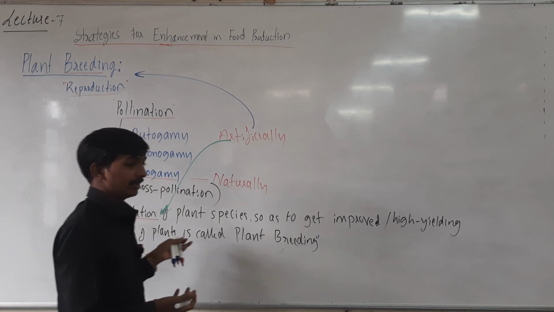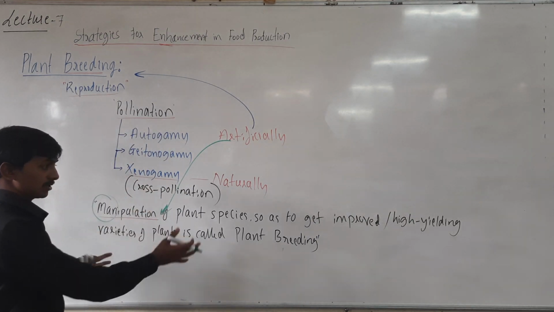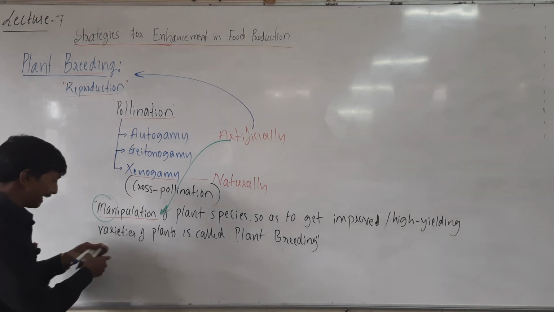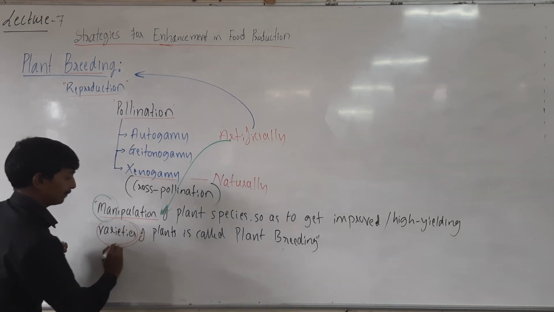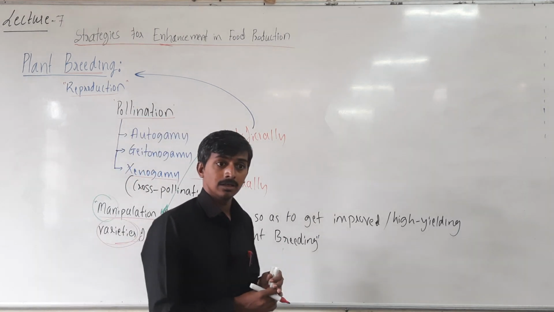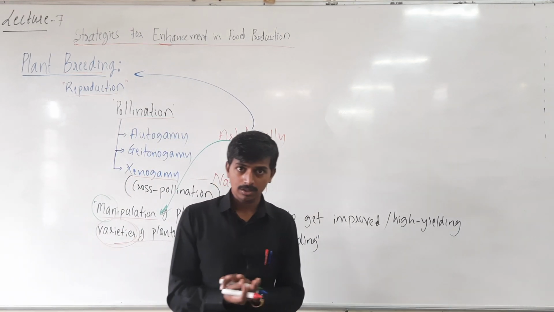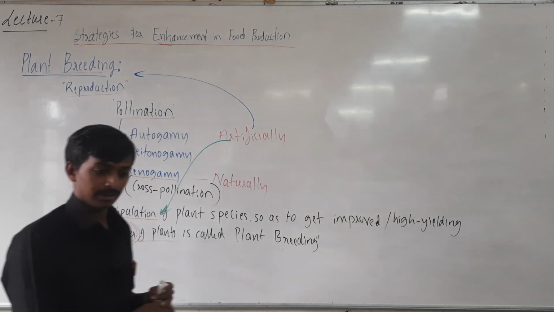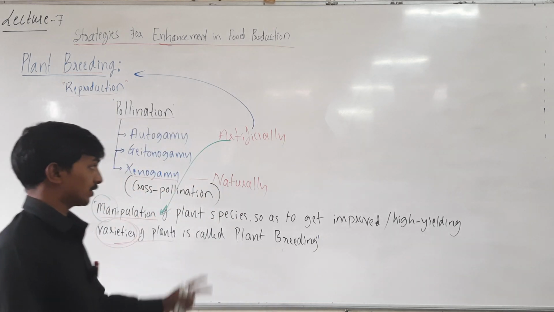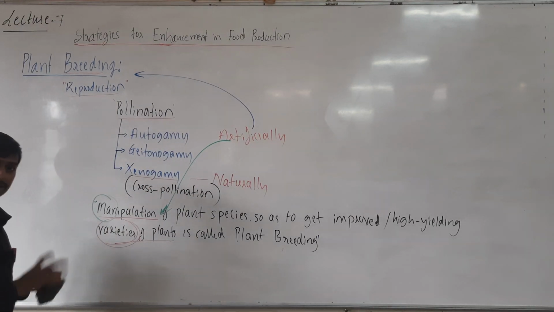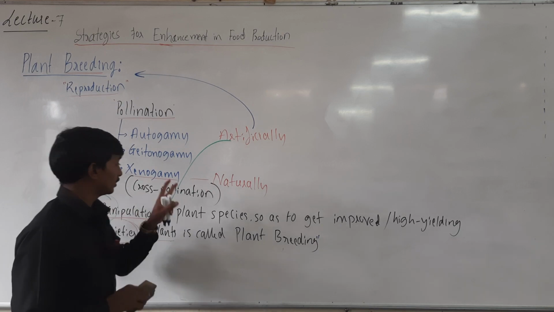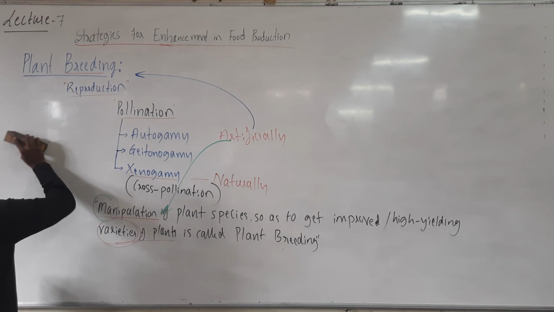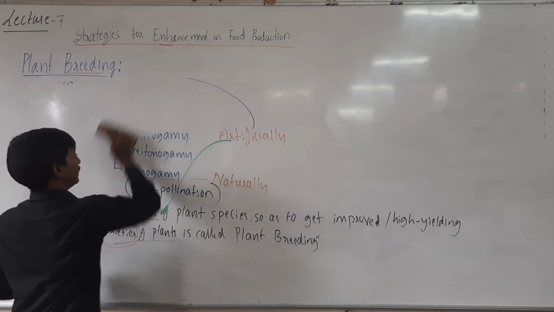Pollination is manipulated, hence it is called manipulation of the process of a plant species, so as to get better or high yielding varieties of the plant, so that we can come out of hunger, out of the increasing population of India or the whole world. That is the actual meaning of plant breeding. Simply, performing cross pollination artificially, manually, is called plant breeding, right?